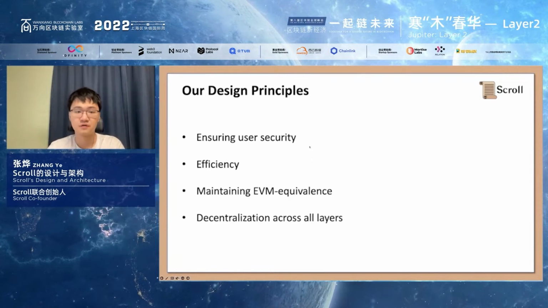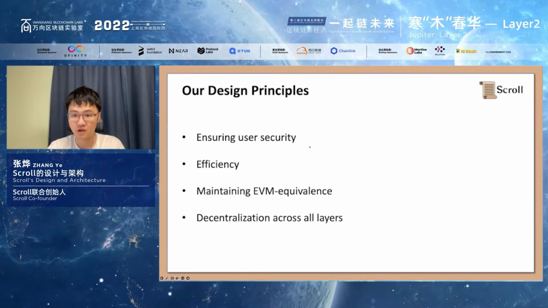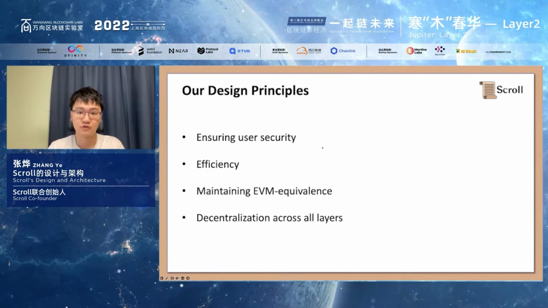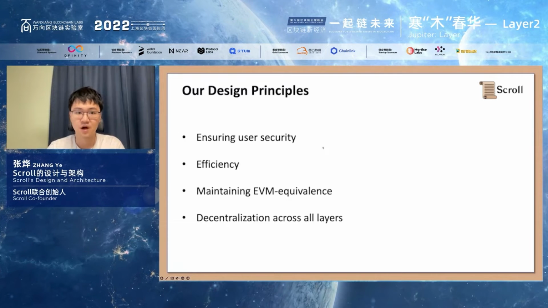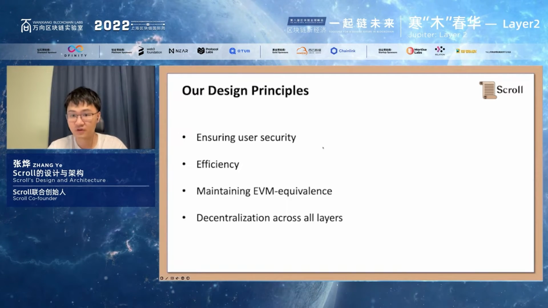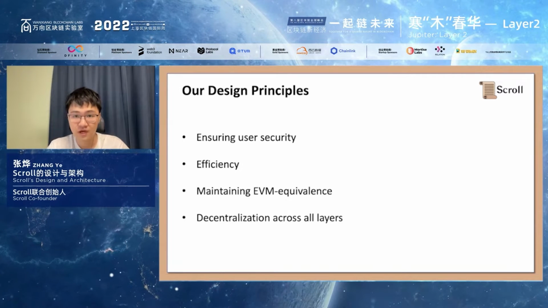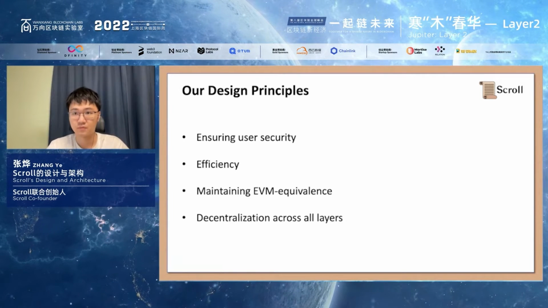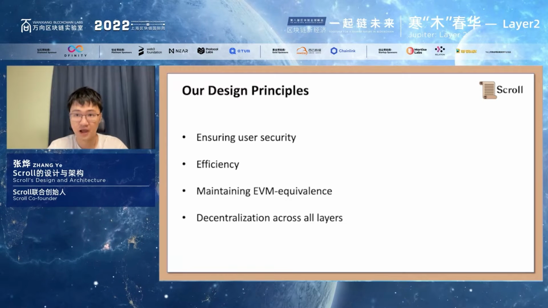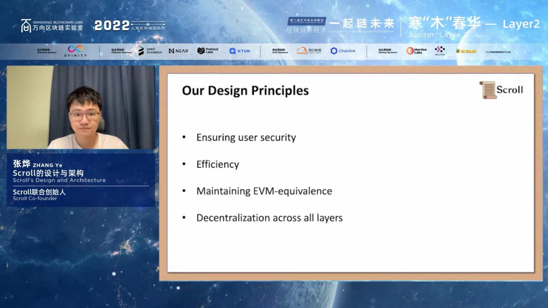Users don't need to rely on the honesty of Scroll nodes for their fund security, but instead they can just take advantage of the full layer 1 security, even when they are doing transactions within Scroll, because your security totally relies on layer 1 Ethereum.